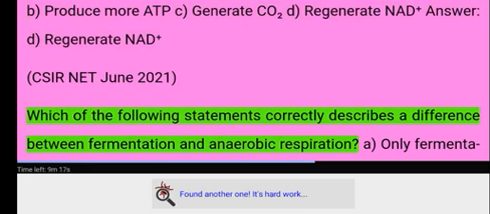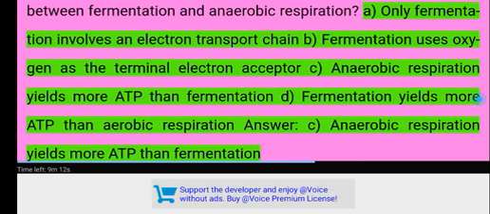CSIR-NET June 2021. Which of the following statements correctly describes the difference between fermentation and anaerobic respiration? A. Only fermentation involves an electron transport chain. B. Fermentation uses oxygen as the terminal electron acceptor. C. Anaerobic respiration yields more ATP than fermentation. D. Fermentation yields more ATP than aerobic respiration. Answer: C. Anaerobic respiration yields more ATP than fermentation.